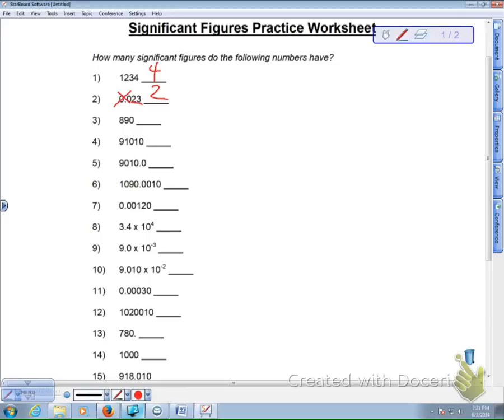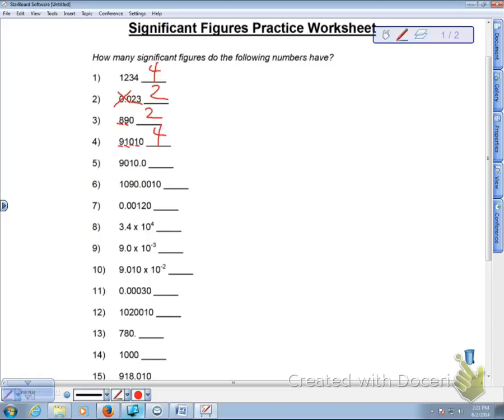In number 3, I count 8 and the 9. And this 0 here, there's no decimal, so the 2 zeros at the end are not important unless there's a decimal. In number 4, the 9, the 1, and then rule number 1 says that the 0 between those count, so there are 4 sig figs. The 0 at the end does not count, just as it didn't in number 3.